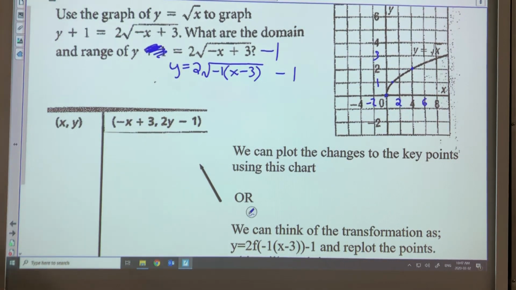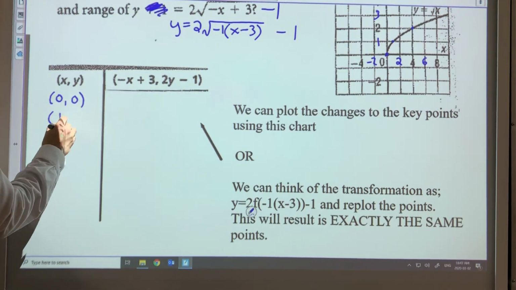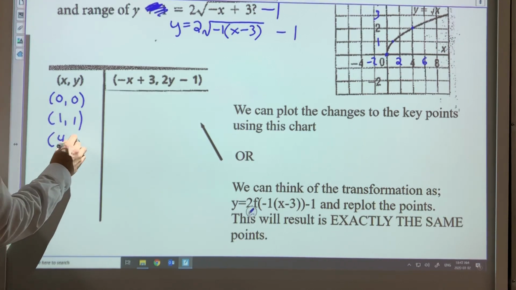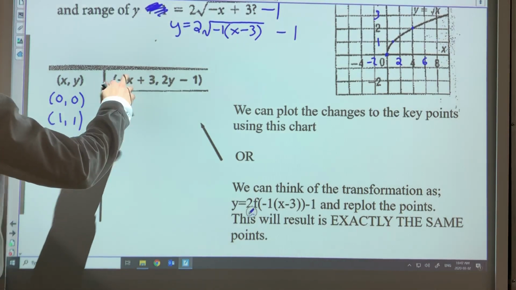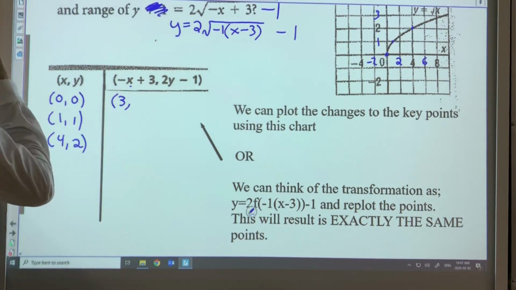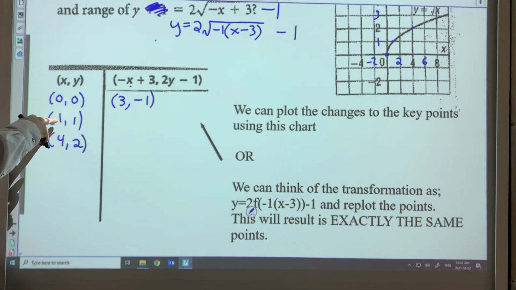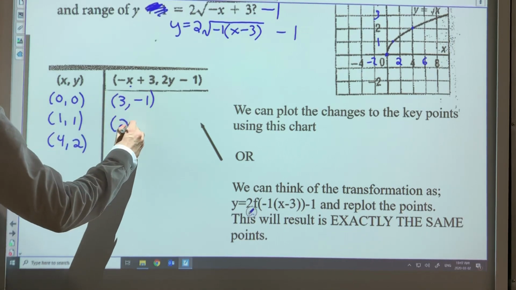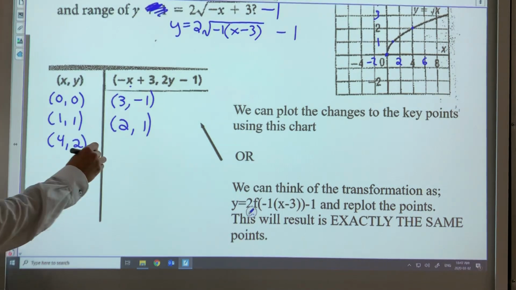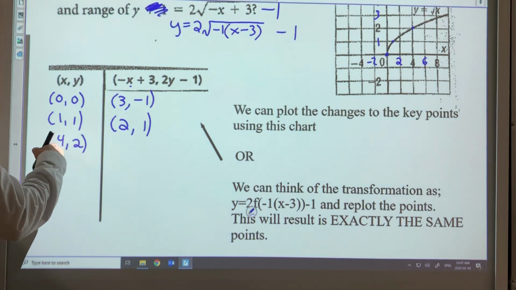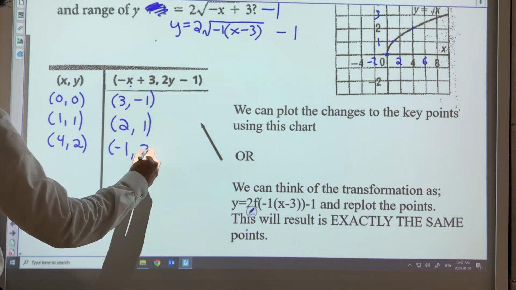All right. Now take those convenient points: the (0, 0), the (1, 1), and the (4, 2). Now, we might need other points. Let's just start with that. What happens? To the x one, we get 3, and to the y one, we get -1. Now, -1 plus 3 is +2, and then we get 2y, so 2 subtract 1, so we get +1. And then for this one, we get -4 plus 3, which is -1, and then 2 times 2 is 4, subtract 1 is 3.